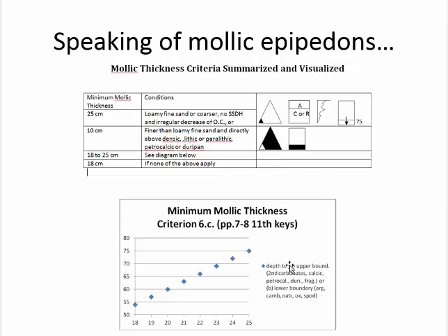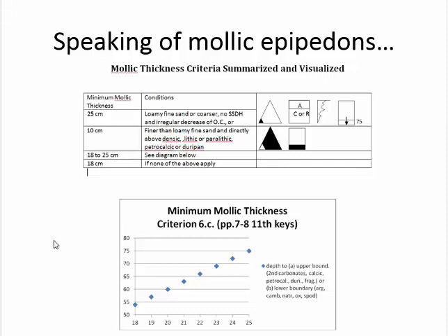It becomes really complicated when you go down to criteria 6C, and in that case, the minimum mollic thickness has a sliding scale here, depending on the depth to different other features. So, for example, the mollic thickness is depicted here along this axis. It has to be 18 centimeters thick or 25 centimeters thick, depending on depths to these different features.